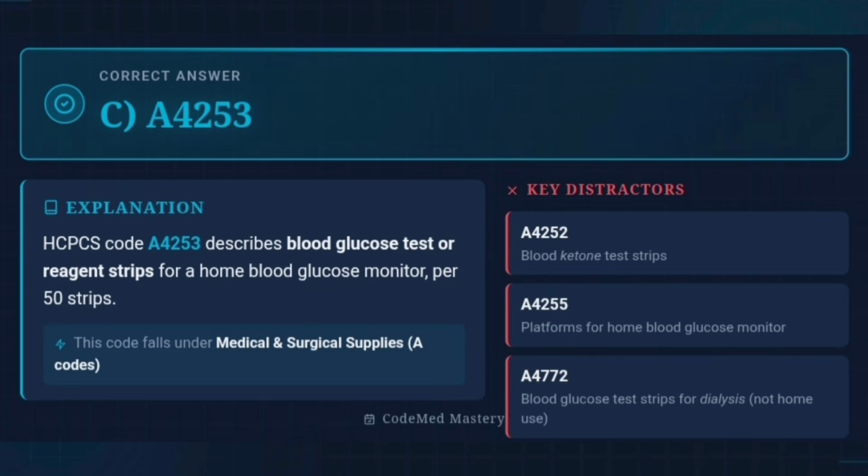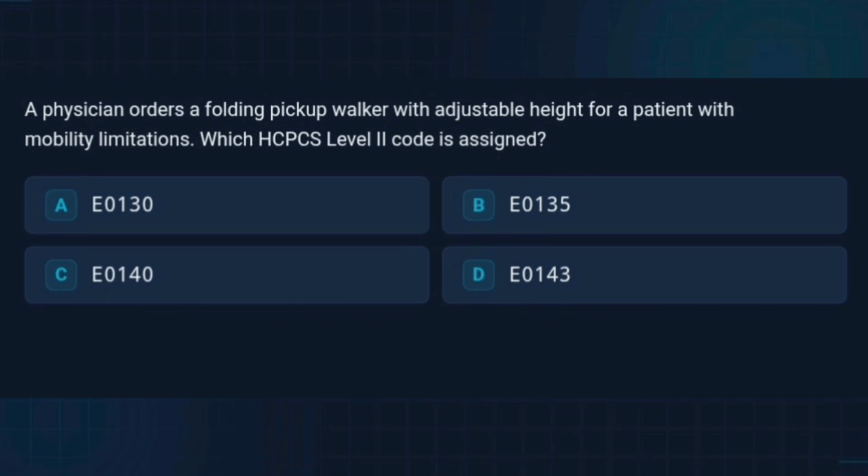Let us move on to the next question. For this question also, I will give you 2 minutes. Try to solve it and we will discuss.